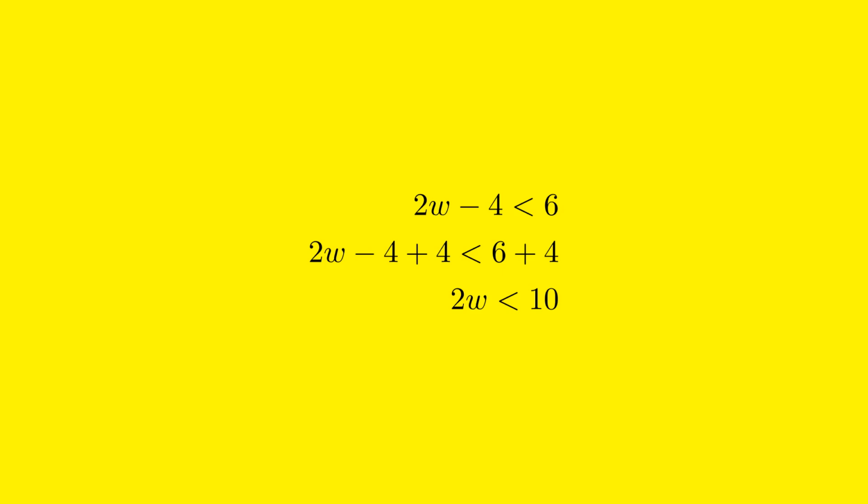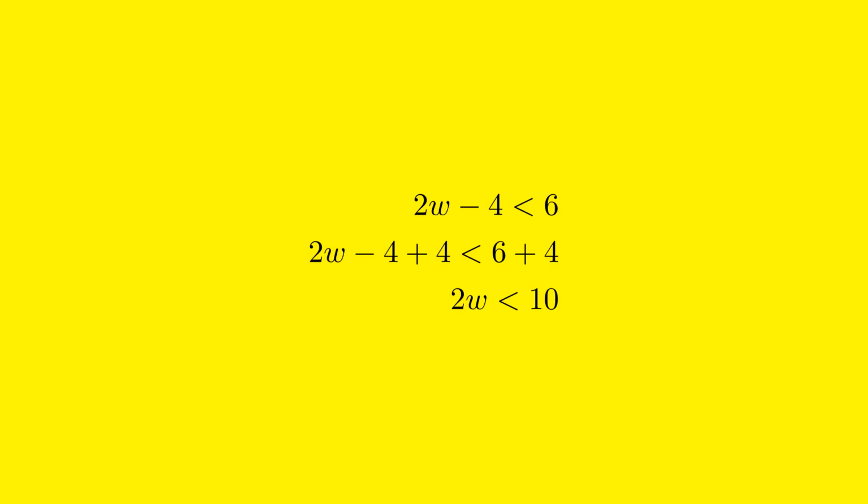When we add 4 to both sides, the left side becomes 2w because minus 4 plus 4 is 0. On the right side, we have 6 plus 4, which equals 10. Therefore, the inequality is now 2w is less than 10. This step is crucial because it simplifies the inequality and moves us closer to solving for w.